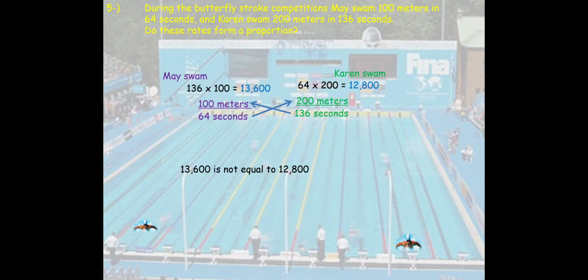So 13,600 is not equal to 12,800. Therefore, the rates above do not form a proportion because 13,600 is greater than 12,800.